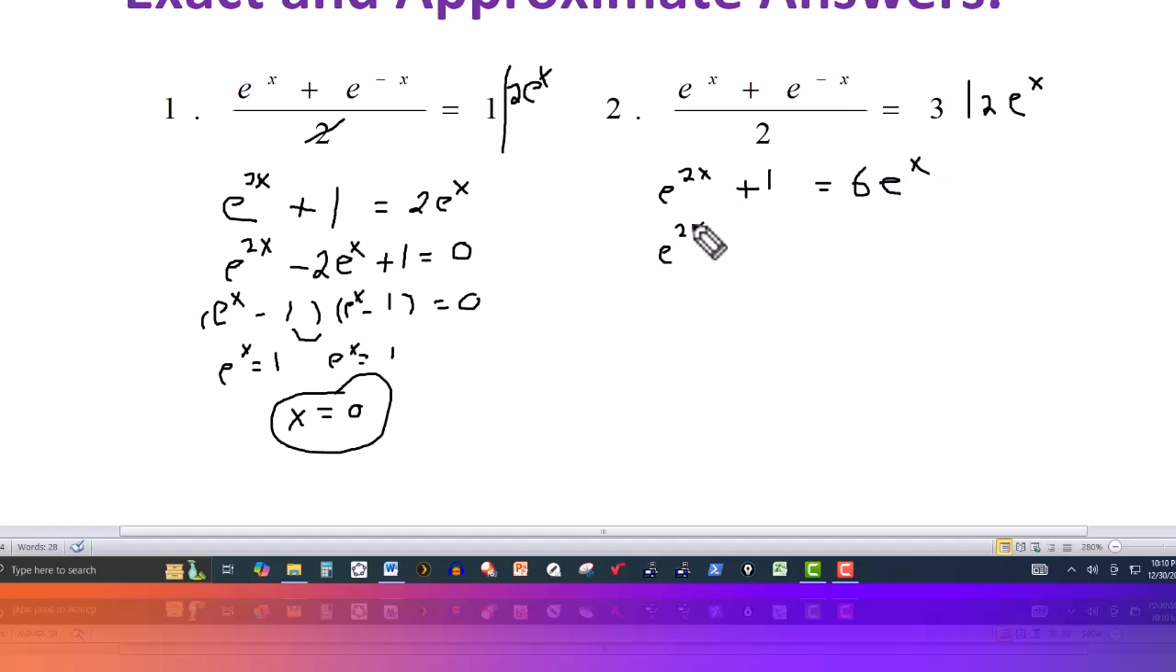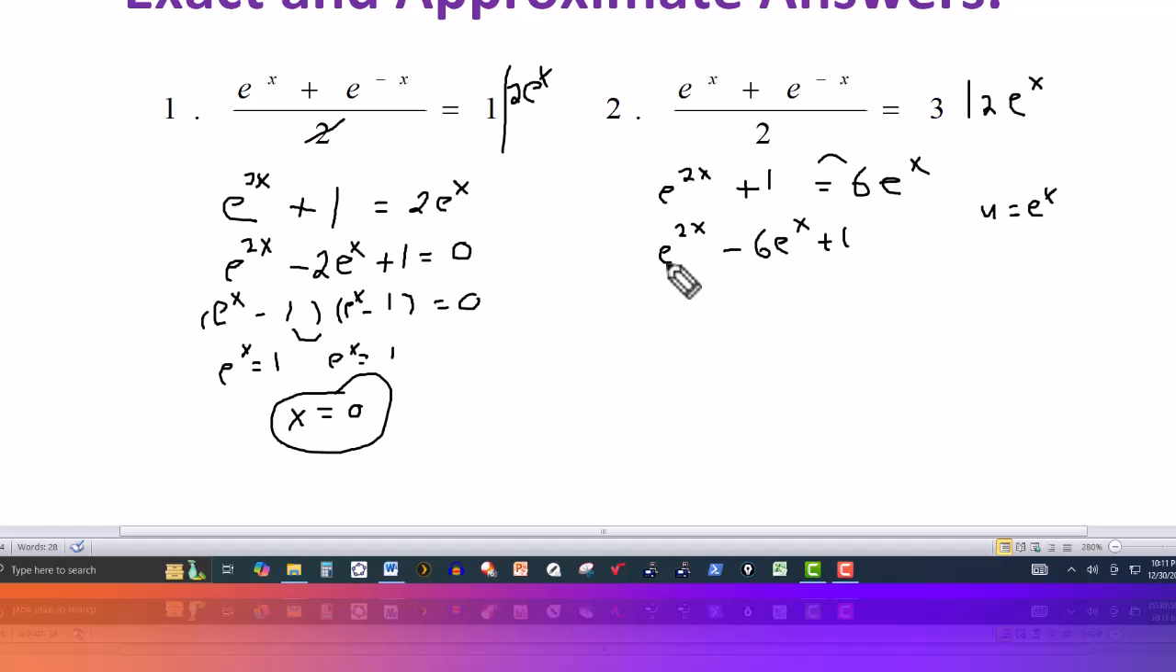Let's collect our terms then. I've got e to the 2x there. Bring this over to this side. It'll be a minus 6 e to the x plus 1. Again, I could use this as a quadratic because I could let u equal e to the x.